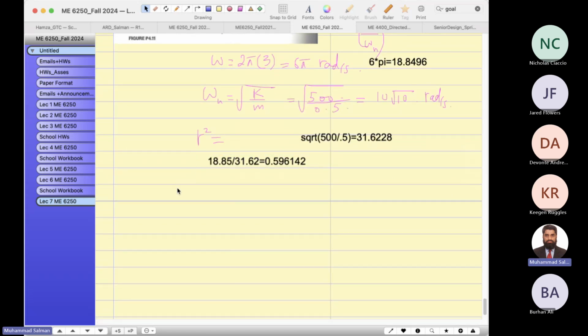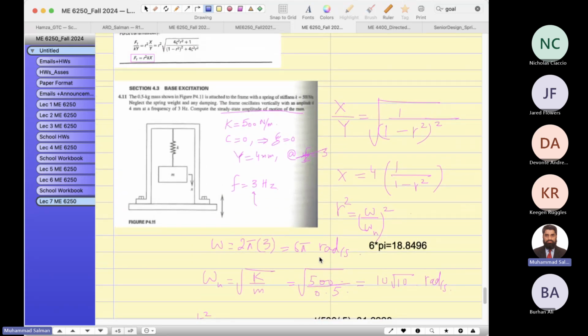What is x? The output response, amplitude of the output response. What is that equal to? One student says 6.2 millimeter. Do you agree with him? Yes. Okay, this is a complete answer.